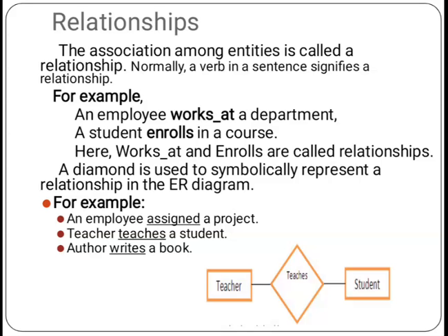A relationship is symbolically represented by a diamond symbol. For example, teacher teaches a student. Here, teacher and student are a person or object; they are called entities. Here, teaches is the verb of this sentence. It is called a relationship among these entities. See this example: teacher and student are the entities, and teaches is a relationship.